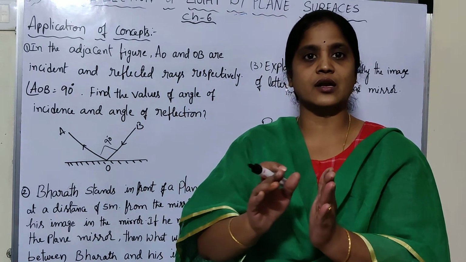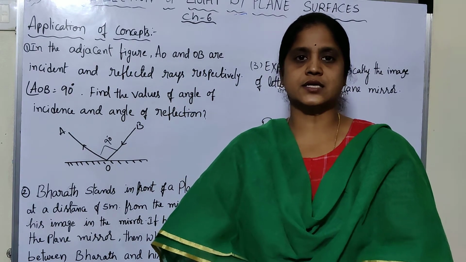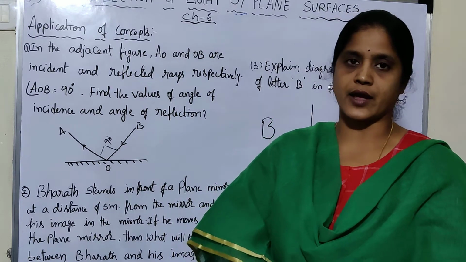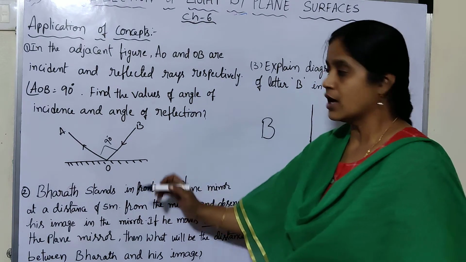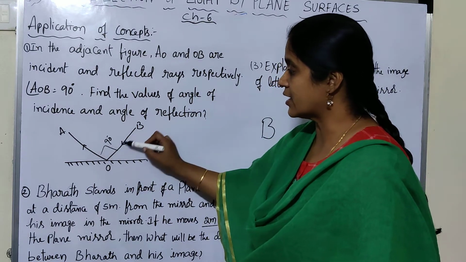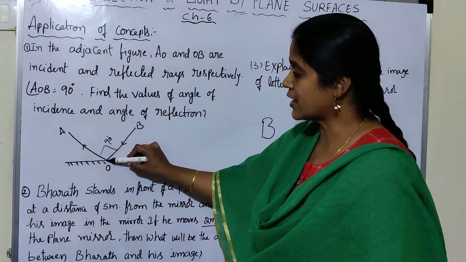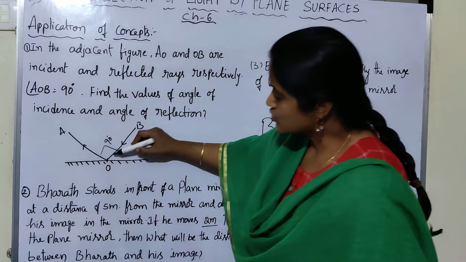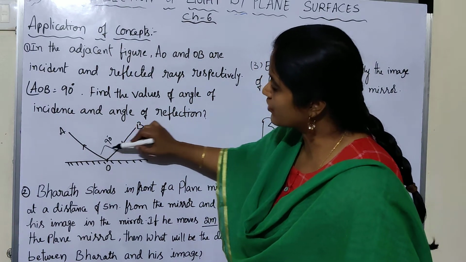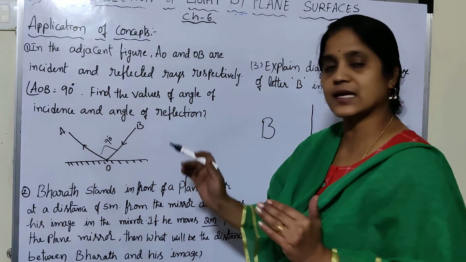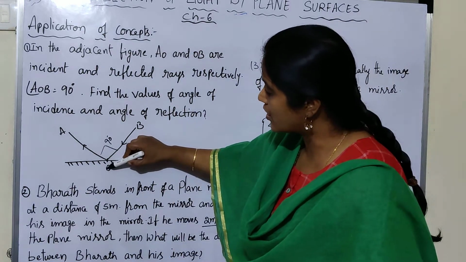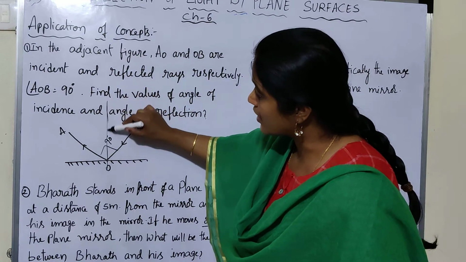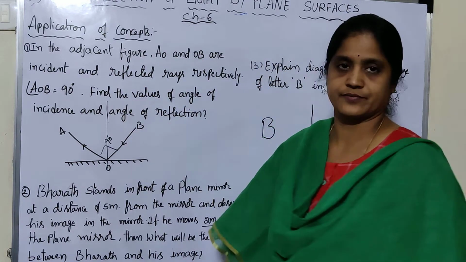Between the normal and the incident ray we get the incident angle. Between the normal and the reflected ray we get the reflected angle. So first you have to draw, at the point where the incident ray and the reflected ray are touching, a normal. In between, how much is the angle? 90 degrees. So this normal bisects this angle.